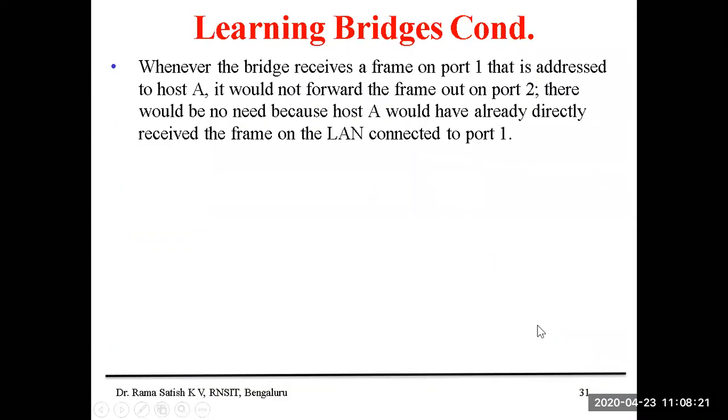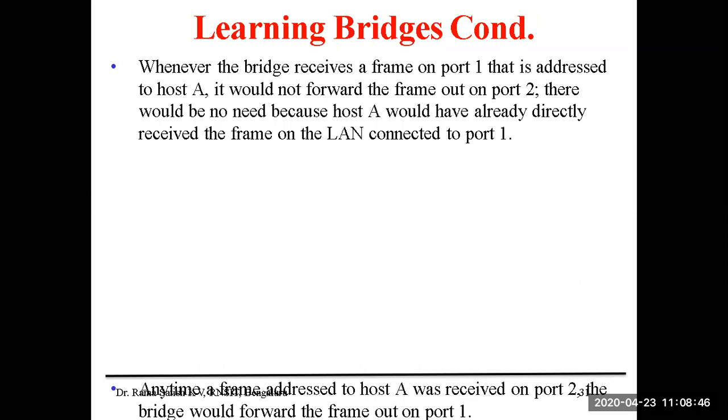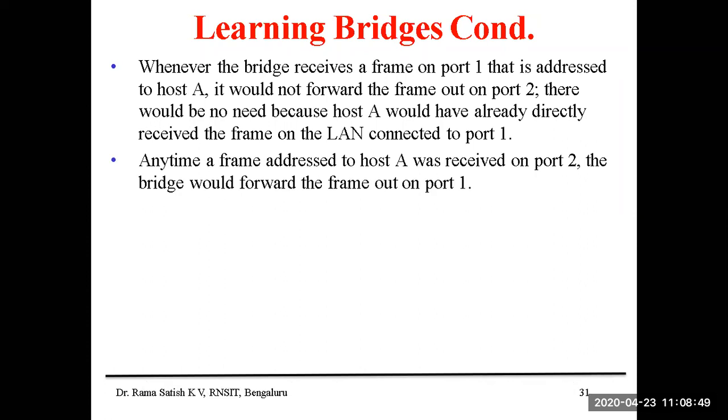Whenever a bridge receives a frame from port 1 that is addressed to host A, it would not forward the frame out on port 2. There would be no need, because host A would already have directly received the frame on the LAN which is present on port 1. Any frame addressed to A that was received on port 2 would only be transferred from one port to another port.